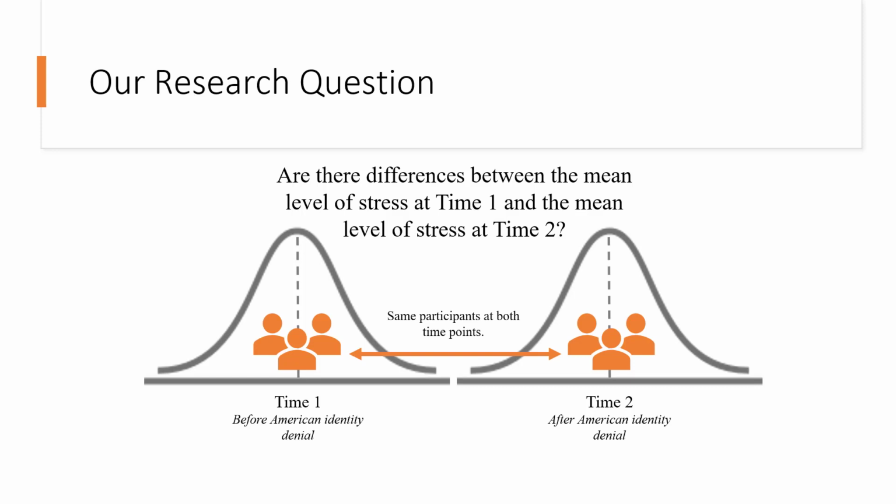For our walkthrough, we'll be analyzing the data from Al-Buha and colleagues' study to determine if there are significant differences in student levels of stress before their American identity is denied and after their American identity is denied. So we'll be looking to see, are there changes in those mean levels of stress at time 1 and at time 2.